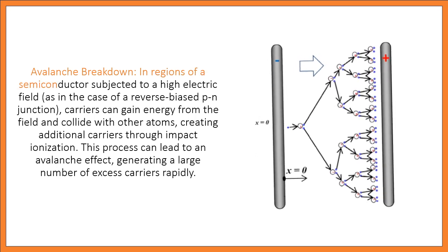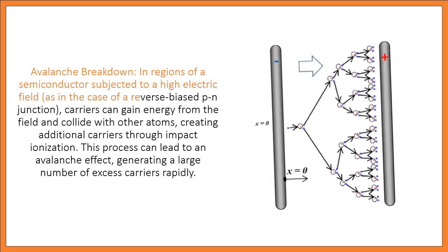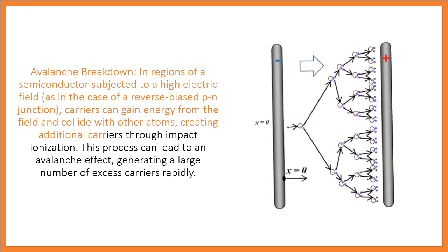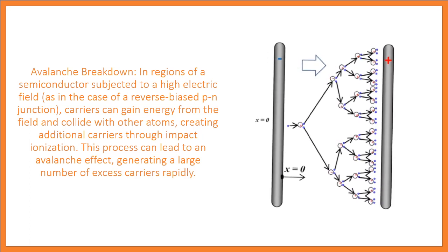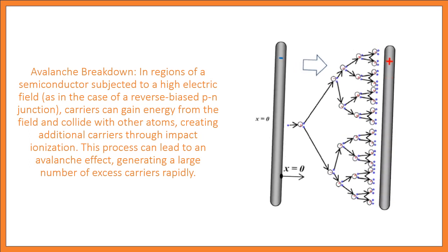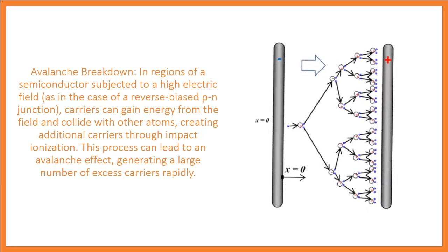Avalanche breakdown. In regions of a semiconductor subjected to a high electric field, as in the case of a reverse-biased p-n junction, carriers can gain energy from the field and collide with other atoms, creating additional carriers through impact ionization. This process can lead to an avalanche effect, generating a large number of excess carriers rapidly.